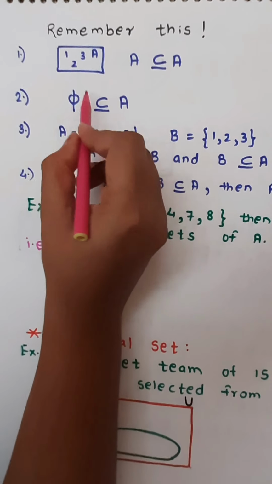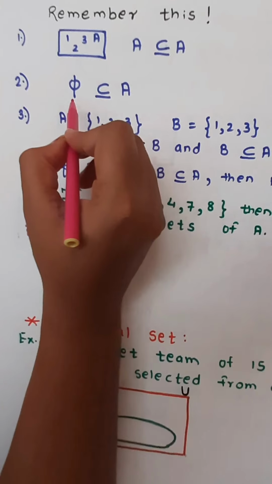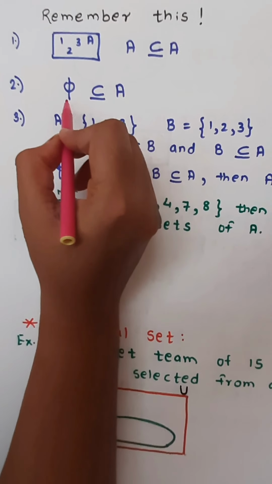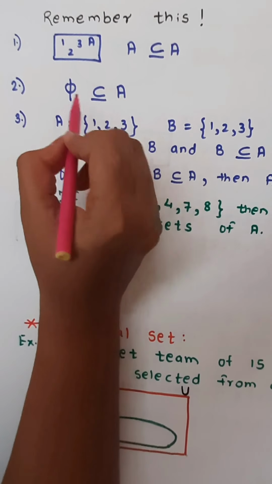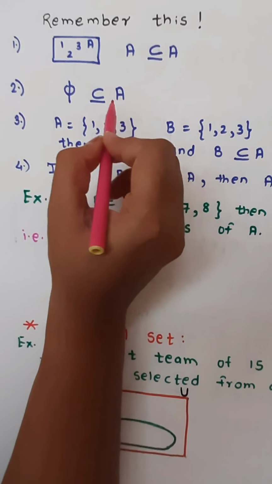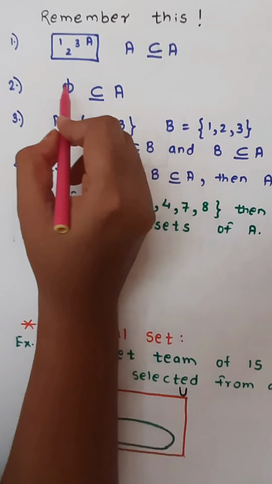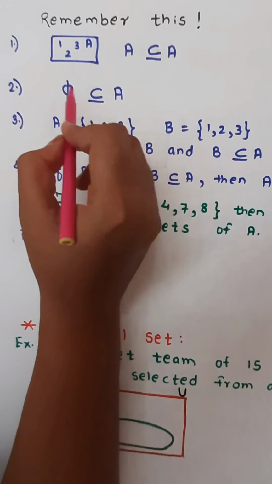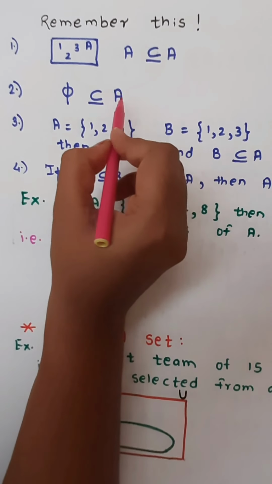Next, every empty set, this is phi. Phi stands for empty set. So this symbol is empty set. Empty set is a subset of every set. Any set. Okay, that means empty set will always be a subset of every set.